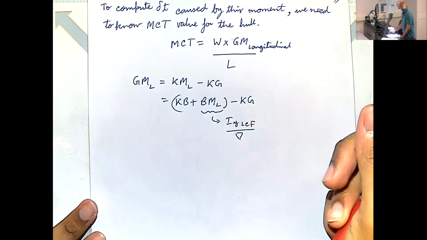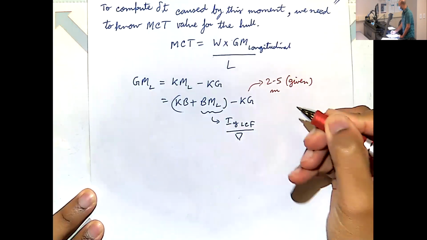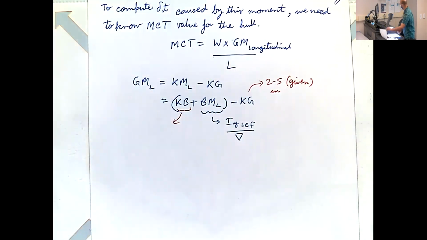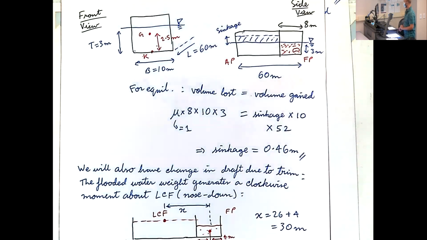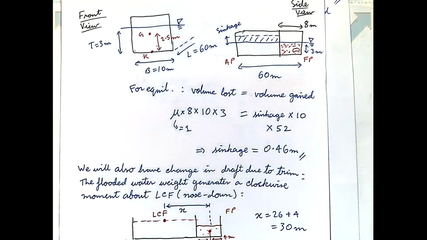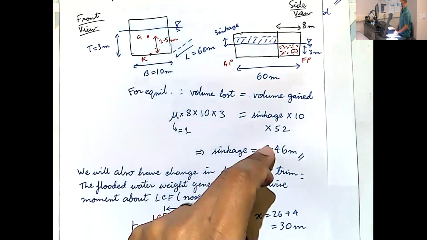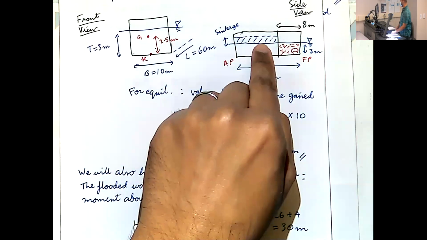The two values here are known. This is given to us. This is 2.5. KB. What is KB? Buoyancy center. One point 5 meters. Okay, you're talking about before damage. Yeah, we have 3.46 divided by 2. With our new draft at that dashed line, our new KB will be a bit higher.